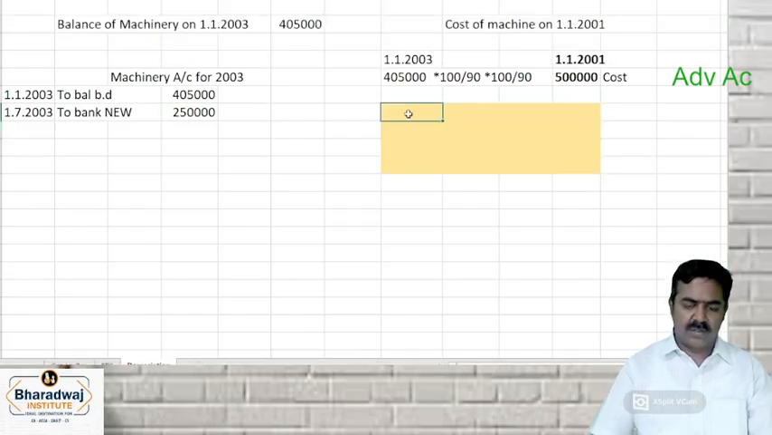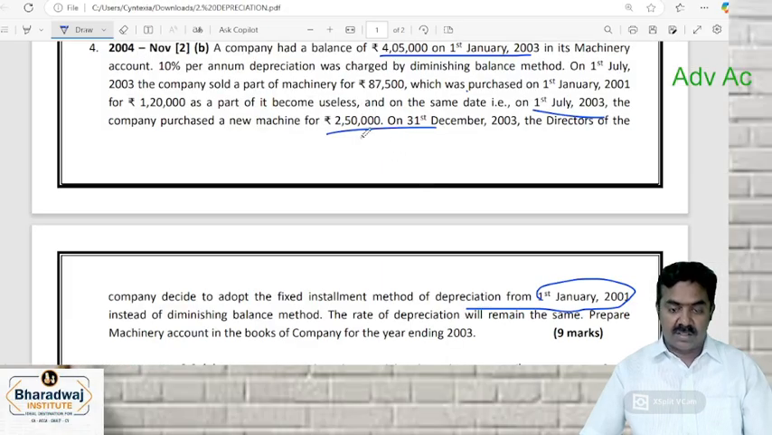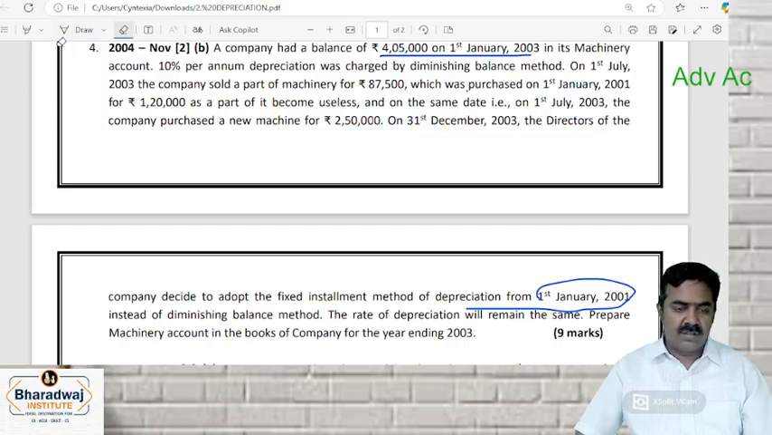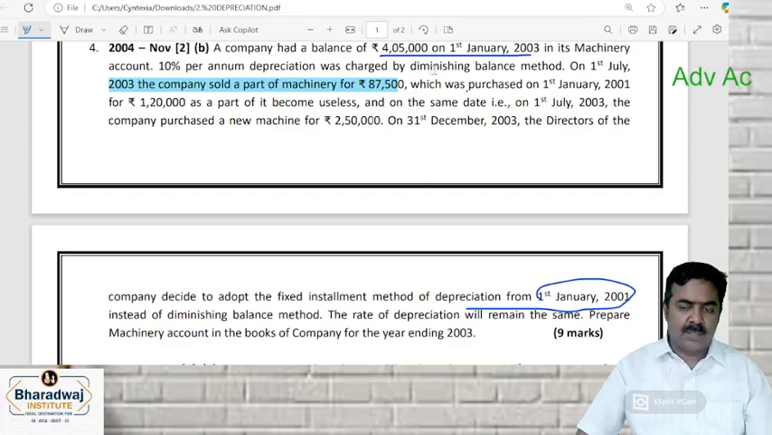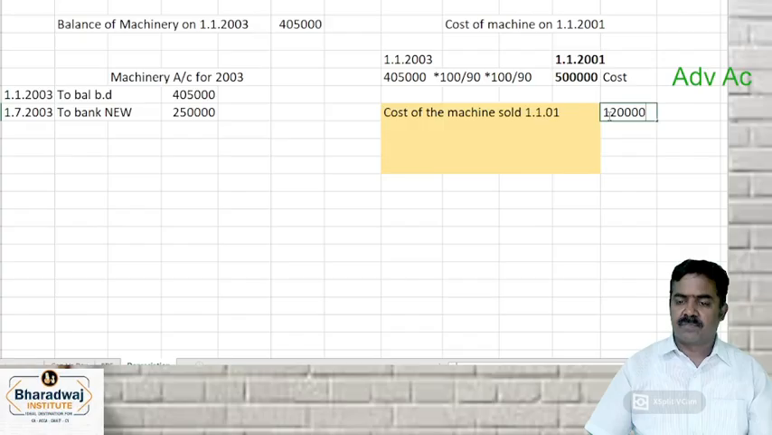One machine was sold. What is the cost of the machine sold? It was purchased on 1/1/2001. No. Cost of the machine sold. The machine sold in 2003 for 87,500 sell பண்ணிருக்கோம். அது எப்போ purchase பண்ணிருக்கீங்க? 1st January 2001 for how much? 1,20,000. So what is the cost of the machinery?